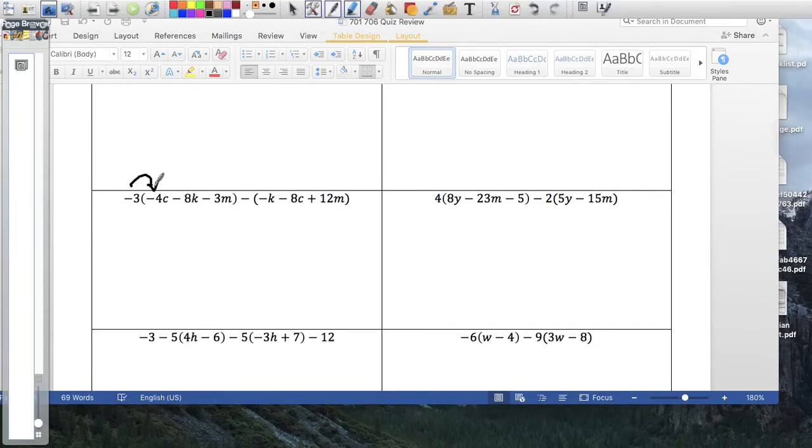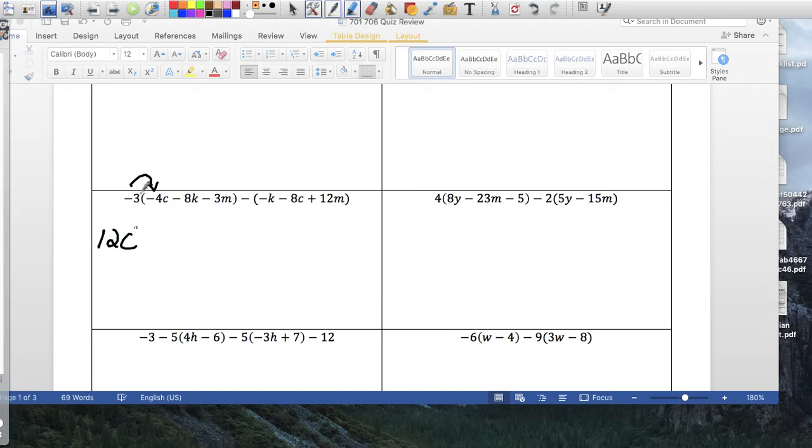So negative times a negative is a positive, 12c. Negative times a negative, again, is a positive, 24k. Negative and a negative, positive again, and 3 times 3 is 9m. I'm going to put a 1 over here, so everything's going to come out the same, right? Same, nothing, because it's just times 1. So negative times a negative is a positive, so that's going to be positive. Negative and negative, again, positive, 8c. And negative and a positive is a negative 12n.